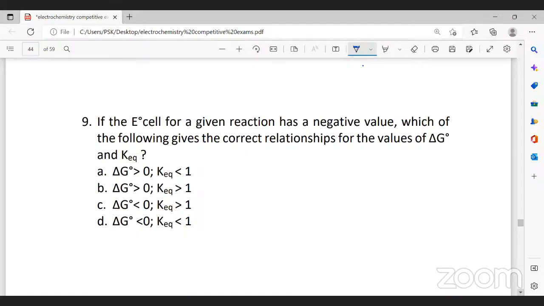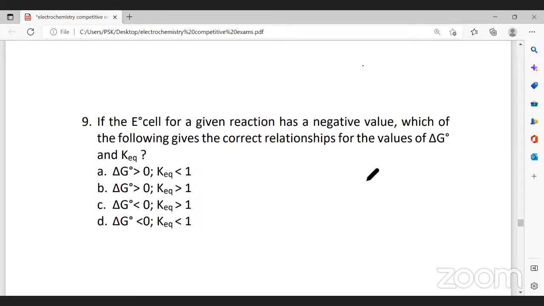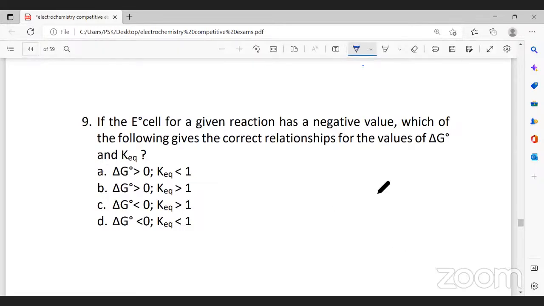If the E cell for a given reaction has a negative value, which of the following gives the correct relationship for the value of delta G and the equilibrium constant? We should know two relations. Delta G naught is equal to minus nFE naught. The second equation is delta G naught is equal to minus RT natural log to the base 10 of K.